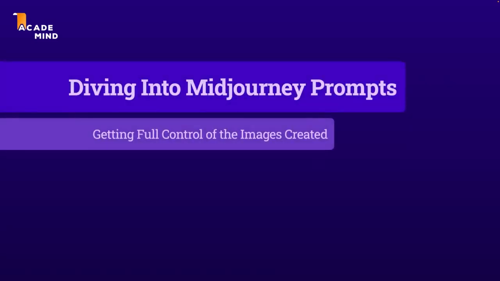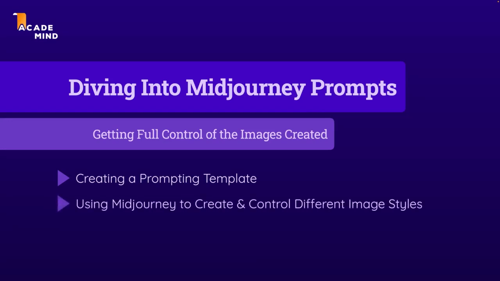In the last module, we learned a lot about the Midjourney basics. In this module, we will build up on that knowledge and dive into Midjourney prompts, because we want to learn how we can get full control of the images created. For this, we'll have a look at how we can create a prompting template, so a guideline, so to say, that allows us to create images in a more structured way. And based on this template, we'll then explore Midjourney and use it to create and control different image styles.